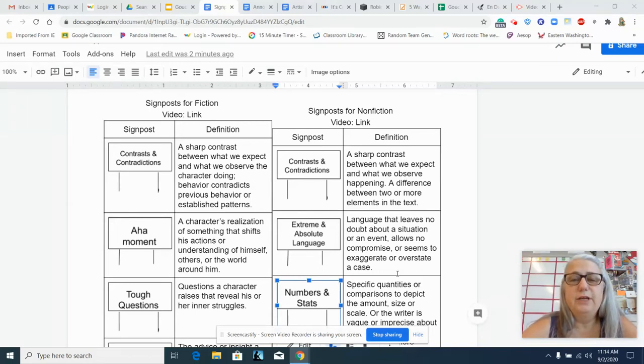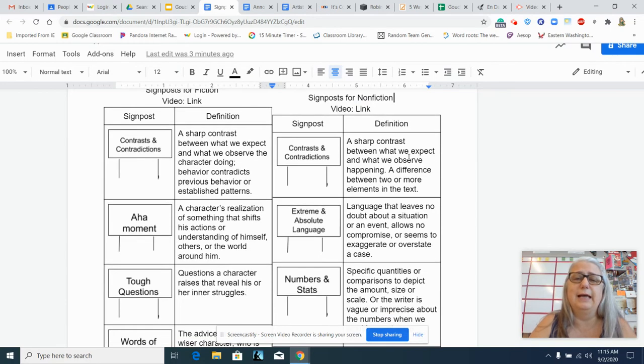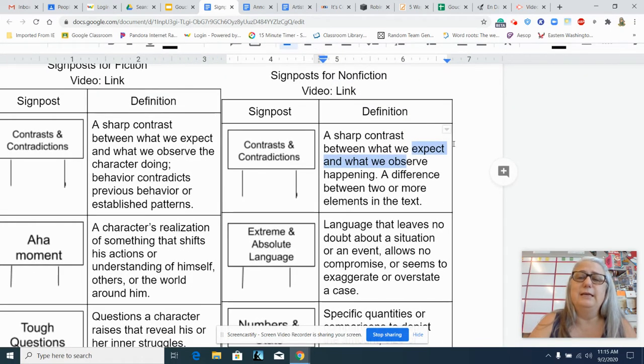This is your video tutorial on how to use a reading strategy called Signposts for Nonfiction. So we're going to be looking at this side, the nonfiction side. This is going to be for informational texts, for personal essays, for scientific articles, for journal articles, anything, newspapers, anything like that. So we're going to be taking a look at these signposts.